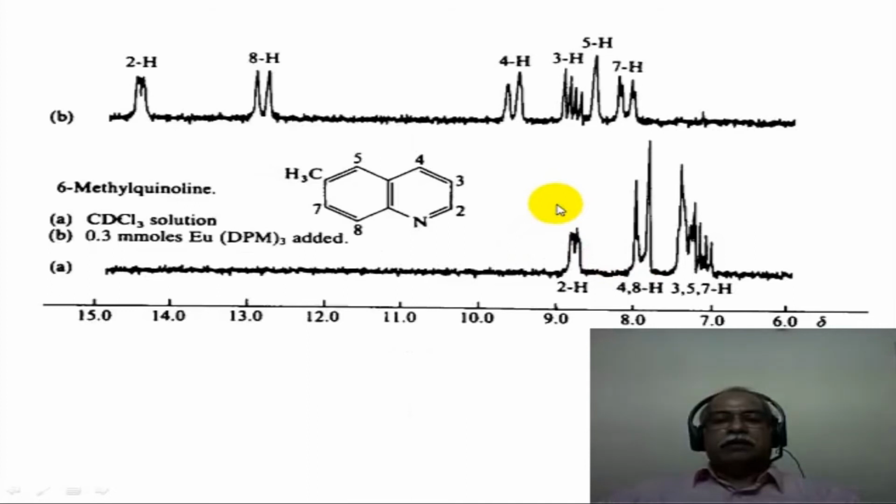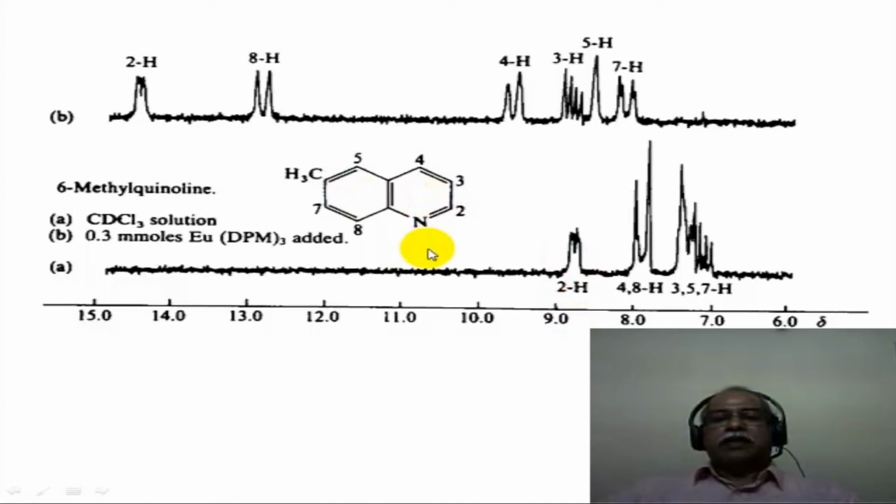Here is another example. 6-methylquinoline is the example that is given. The bottom spectrum is essentially without the addition of the europium shift reagent. The spectrum is measured in CDCl3 as a solvent. You can see here the hydrogens of the aromatic ring, hydrogen 3, 4, 5 and 7, they all bunch together and appear as a multiplet in the region between 7 ppm to 8 ppm. Only the hydrogen which is adjacent to the nitrogen, because of the electron withdrawing effect of the nitrogen, appears separately as a multiplet around 8.9 ppm or so.